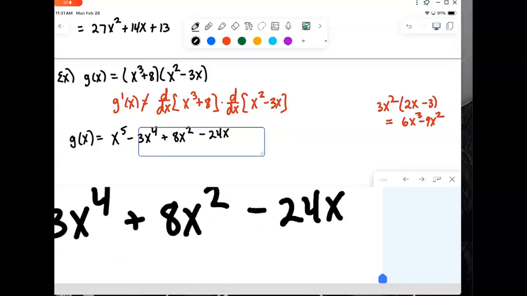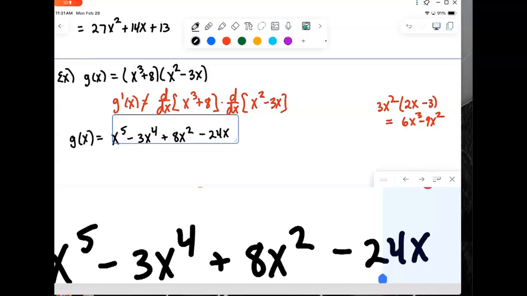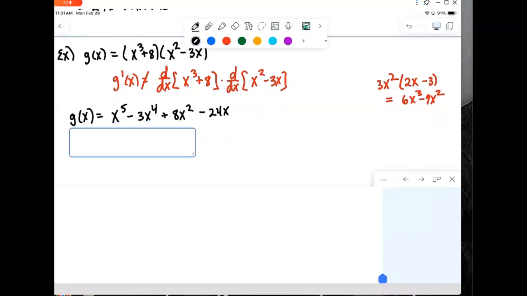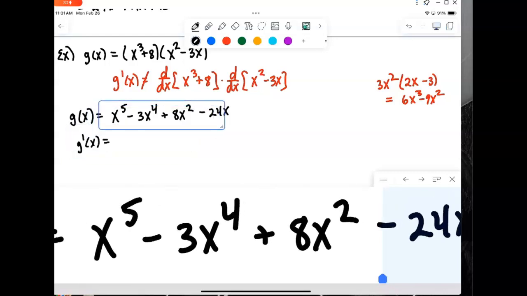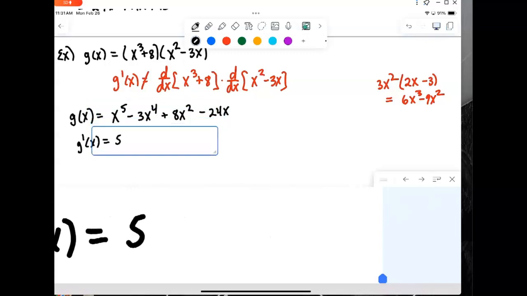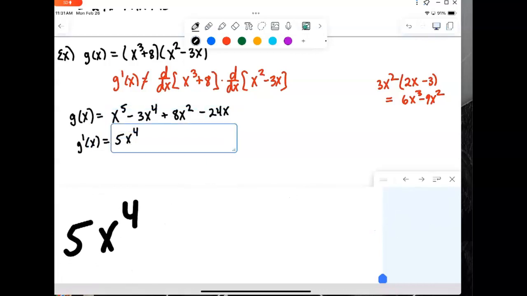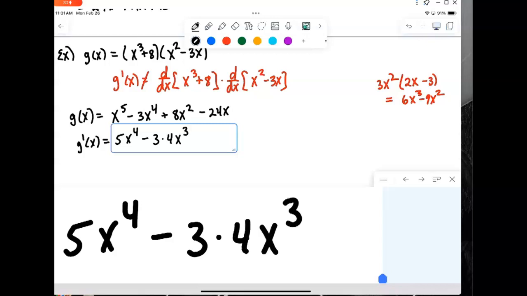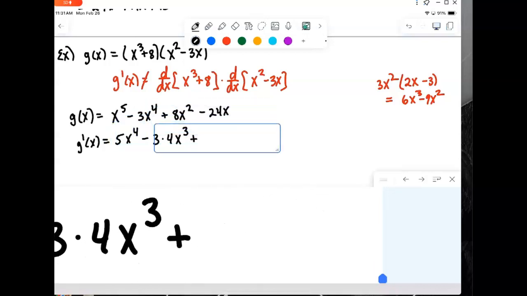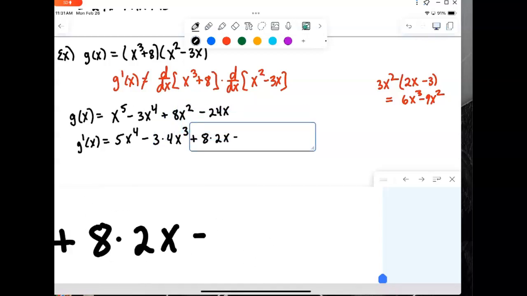And then once we have it multiplied out, then we can simply just go through and use our sum and difference and our power rule. Derivative of x to the 5th, we would bring the exponent down, drop it by 1. 3x to the 4th, 3 would come out, bring the 4 down, drop the exponent by 1. And we just continue that process. 8x squared, bring the 2 down, drop the exponent by 1. And finally, 24 derivative of x would be 1.